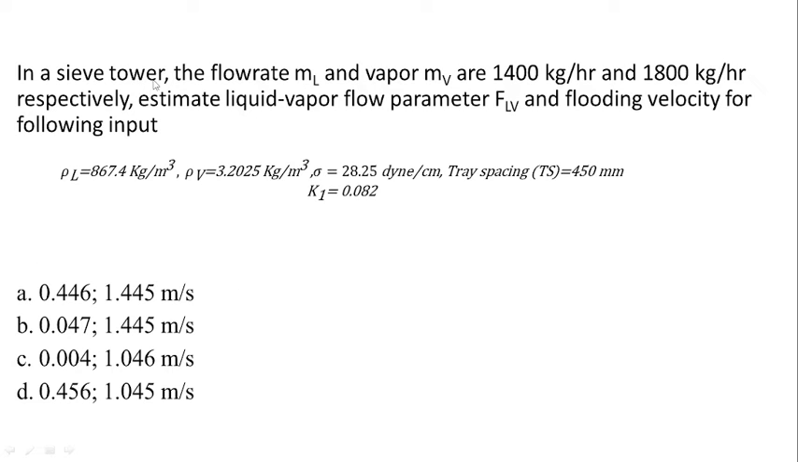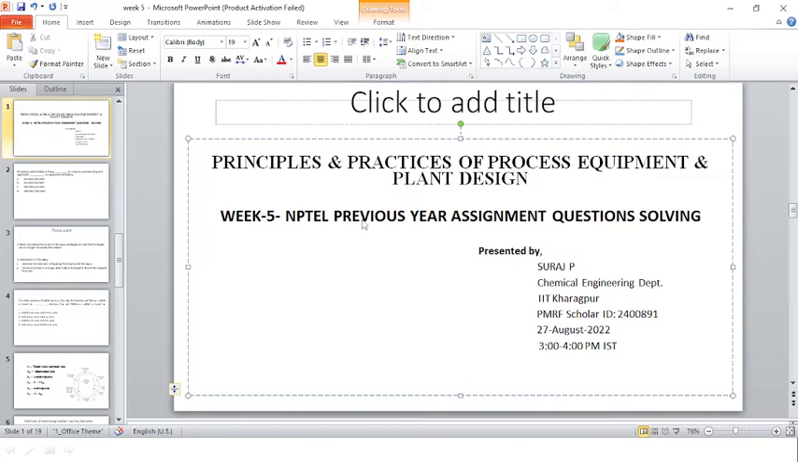Here a sieve tower is given, and the liquid flow rate ml and vapor flow rate mv are given. The liquid flow rate is 1400 kilogram per hour and vapor is 1800 kilogram per hour. Then we need to estimate the liquid vapor flow parameter FLV and flooding velocity for the following inputs, where density of the liquid, density of vapor, surface tension, tray spacing, and K1 are given.